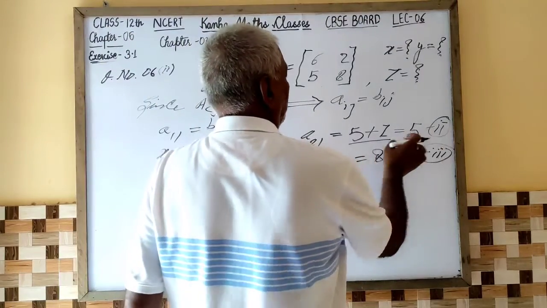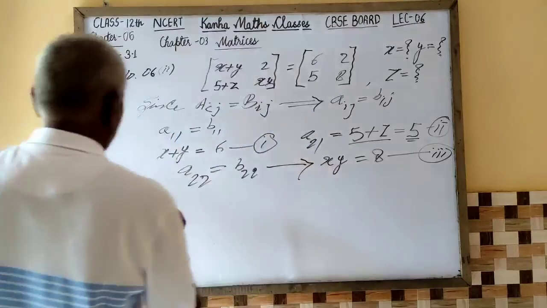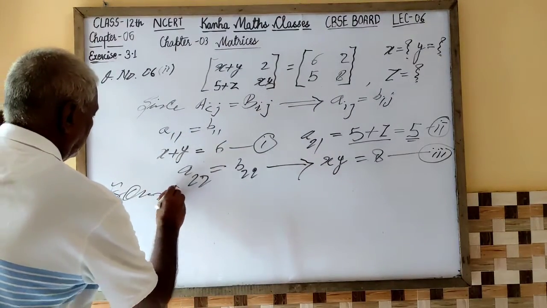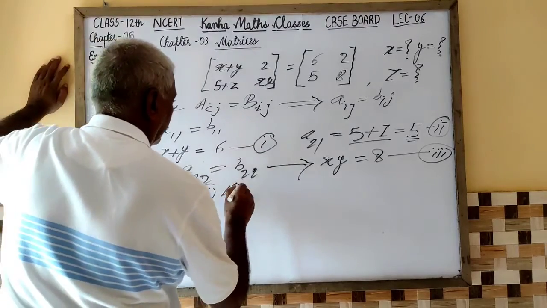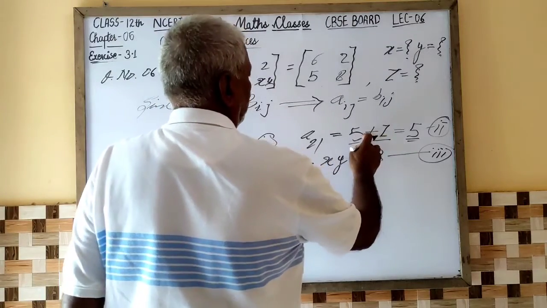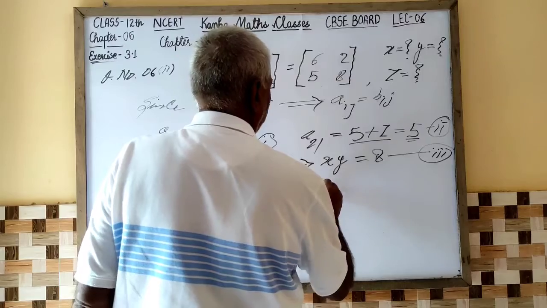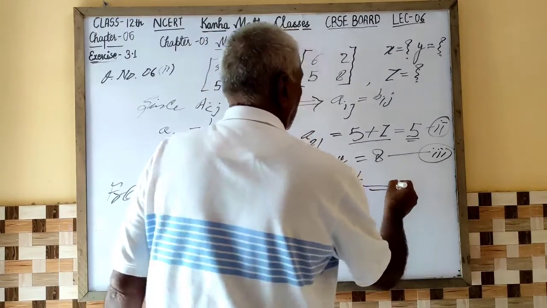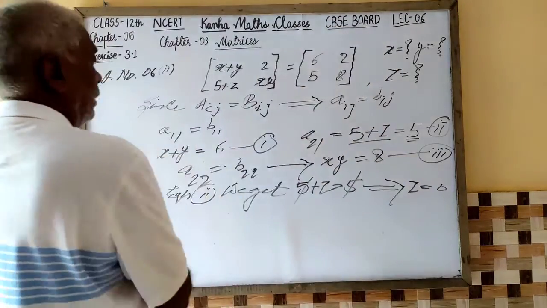From equation 2 we get clearly that z is equal to 0, because 5 plus z is equal to 5. No need of further solution. Here we may write 5 plus z is equal to 5, 5 cancels, which means z is equal to 0.